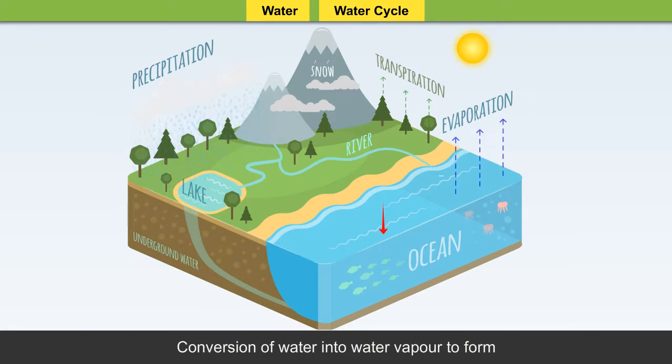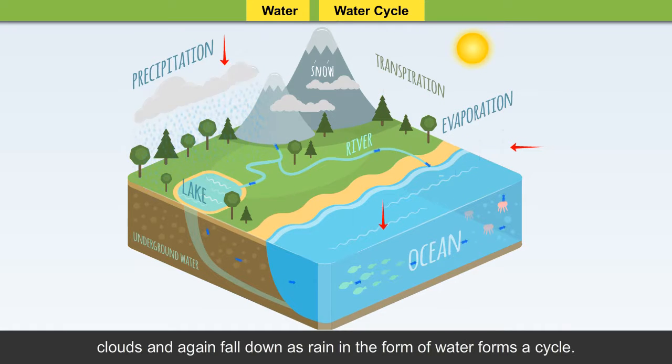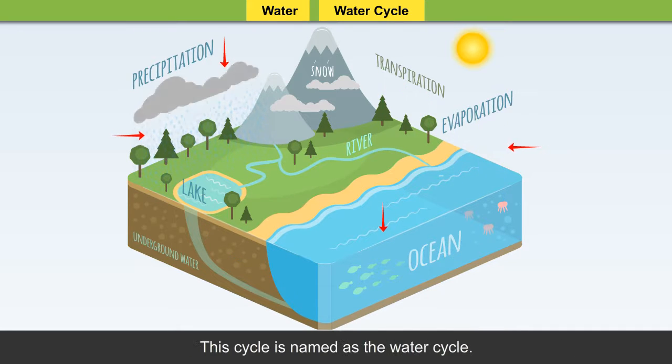Conversion of water into water vapor to form clouds and again fall down as rain in the form of water forms a cycle. This cycle is named as the water cycle.